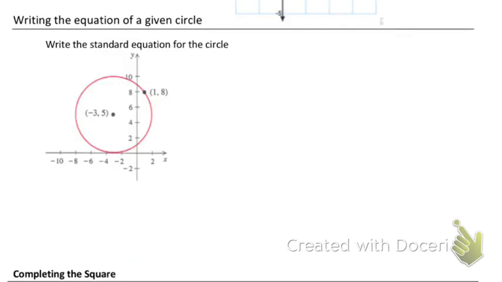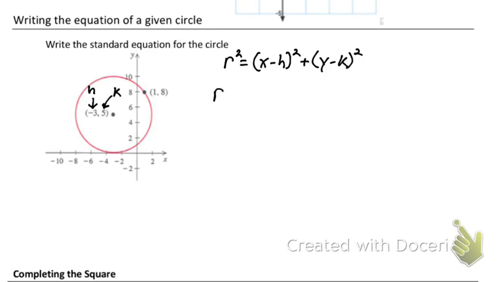All right, next example. Write the standard equation for the circle. Well, our standard equation for a circle is r squared equals x minus h squared plus y minus k squared. Well, the h and k are in place of the center of our circle. So the h is actually -3. The k is 5. These are always the easy ones to get.